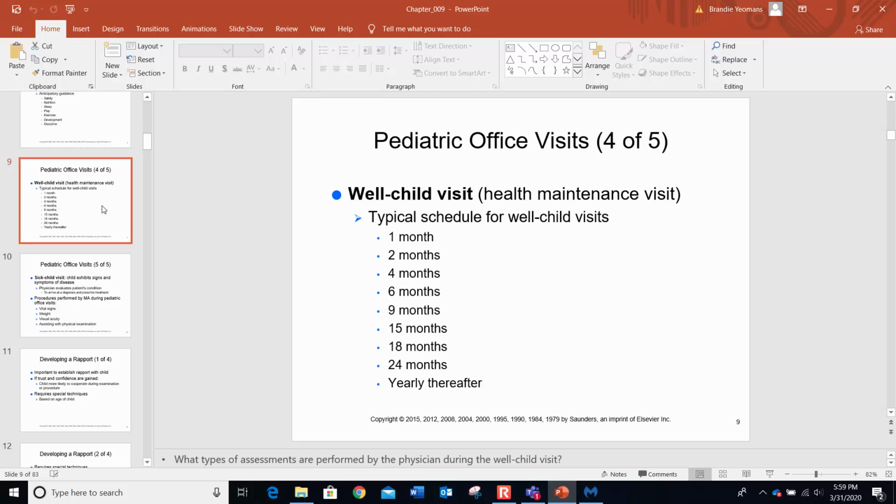So let's look at the timetable for well-child visits. We schedule those well-child visits at these intervals: 1 month, 2 months, 4 months, 6 months, 9 months, 15, 18, 24 months, and then after that it's on a yearly or annual basis. That allows us to see those children at the appropriate times during their first 2 years in order to get them immunized appropriately and to ensure that they are developing.